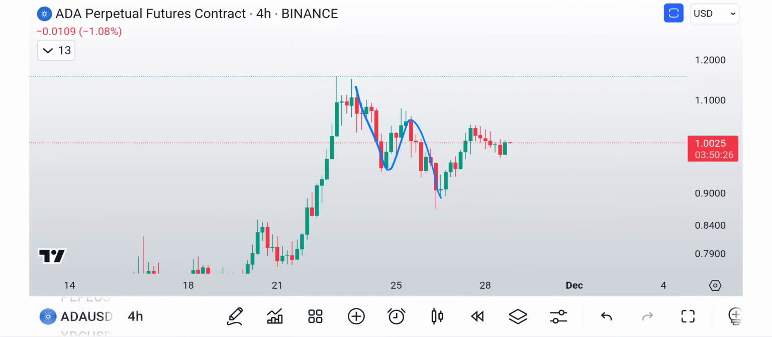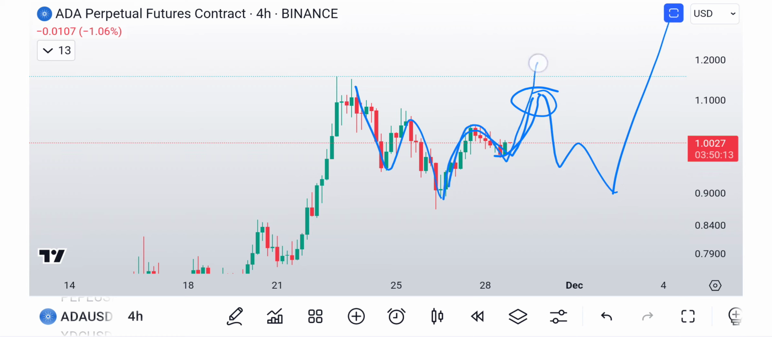Same thing with ADA. You got 3 down. This could be 3. I expect it to come up here. And then from there, we have to see, do we get 3 down and then go, or does this turn into more of an impulse? So I think that's going to be your pivot right there. We'll see.